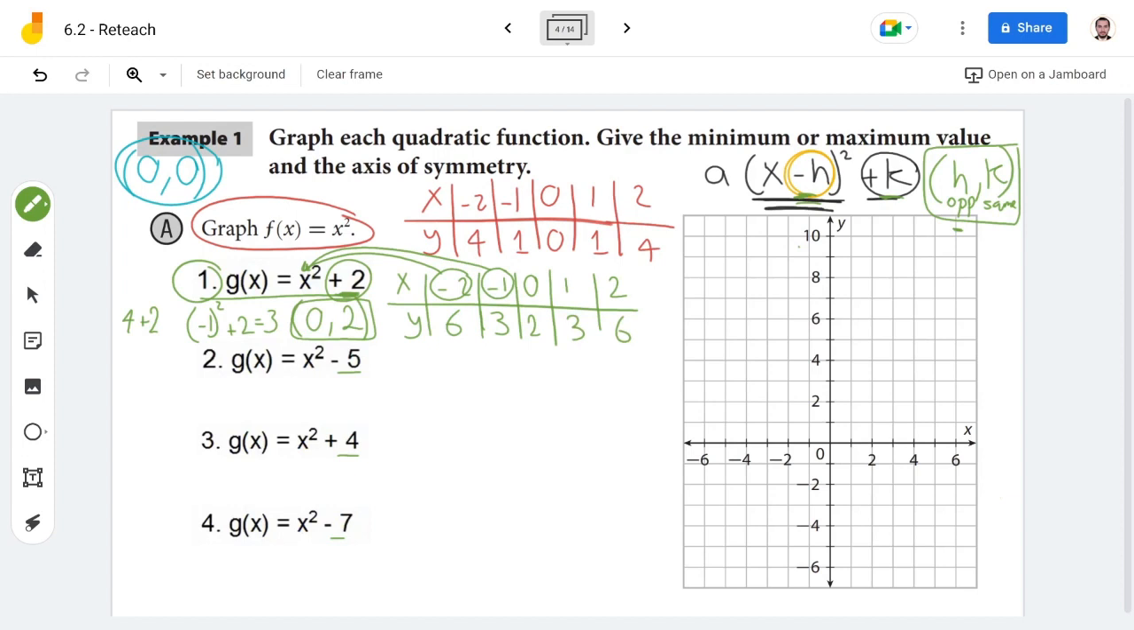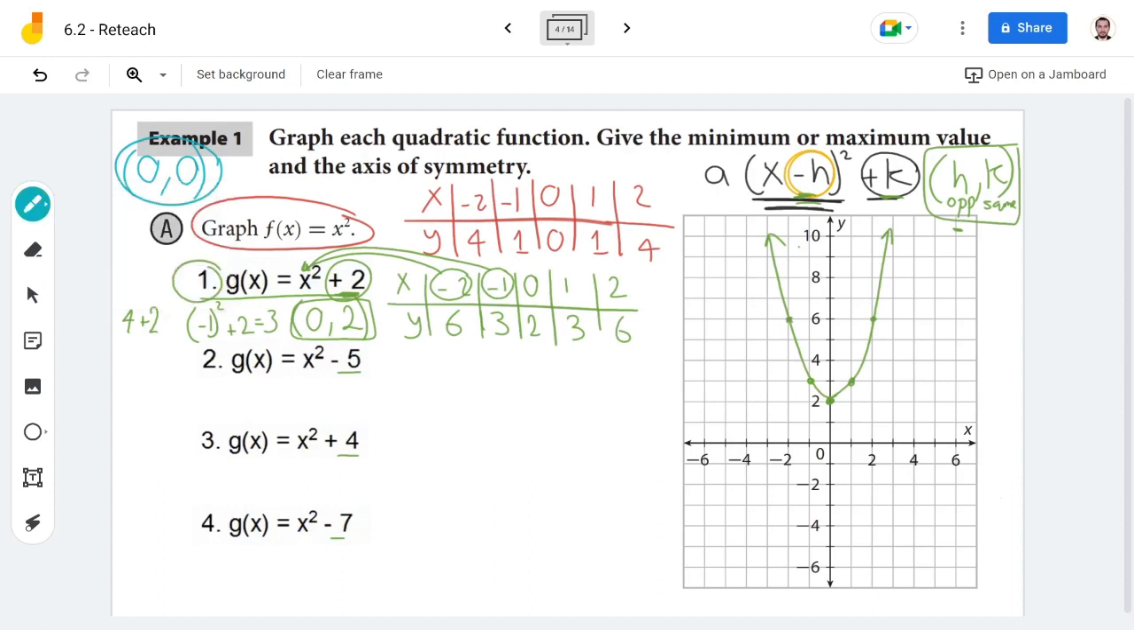Now if I need to graph my points, let's start. So 0, 2 is here, 1 and 3 is here, -1 and 3 is here, 2 and 6 here, -2 and 6 also is here. Then I can graph my function without using the parent function. See how easy it is? Easy, right?